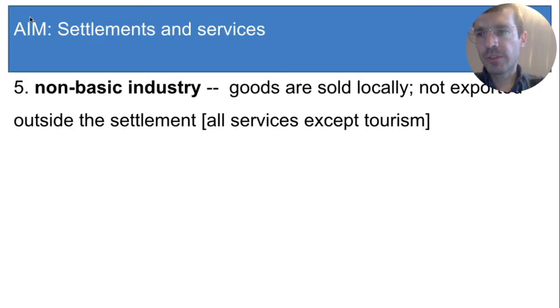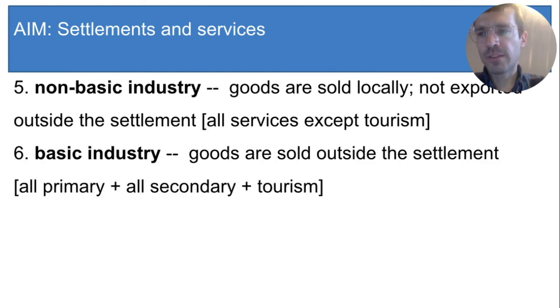Services are examples of non-basic industry. Non-basic industries tend to sell to local customers and are not exported outside the settlement. One exception is tourism, a service industry that attracts customers from other places.